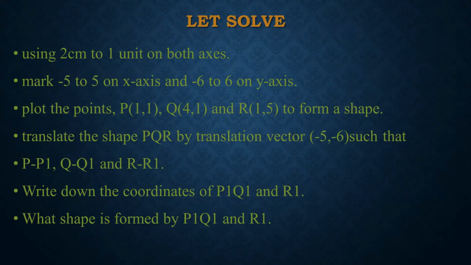So the numbers are supposed to start with 1, 2, 3, 4, 5, 6 in that order. Mark -5 to +5 on the x-axis and -6 to +6 on the y-axis, which means that the end of the negative side of the x-axis must end with -5, and then the end of the positive side of the x-axis must also end with +5. That's the interval. So it will start with 1 to 5 and -1 to -5 from the origin. And the same applies to the y-axis here, -6 to +6.